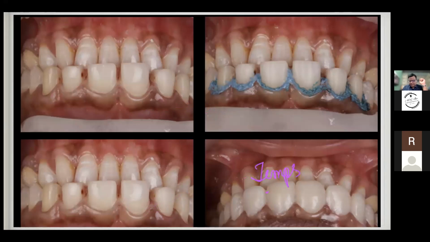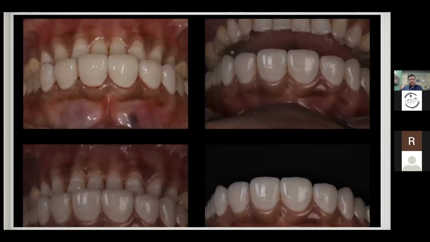These are spot etched and spot bonded. Spot etch and spot bond your temps. Then the final veneers come, you remove the temps, and that's how it looks. This is, I think, after 4 years.